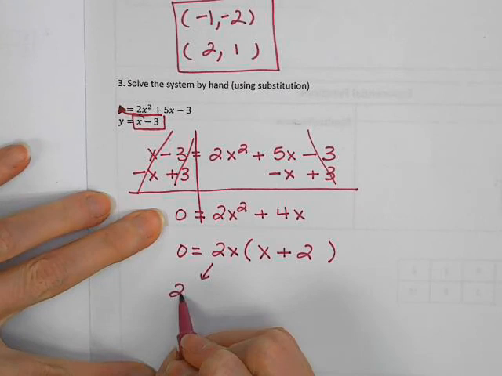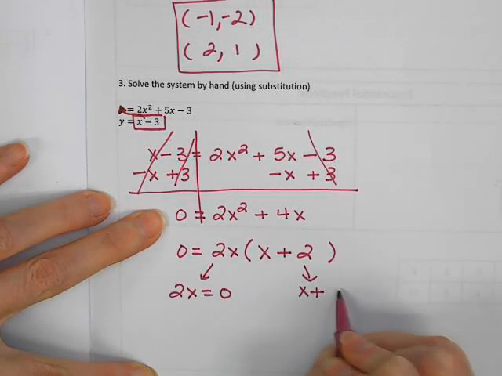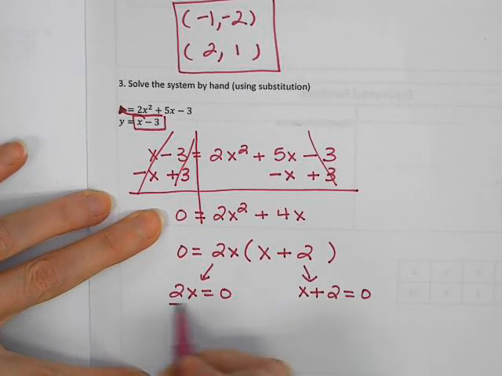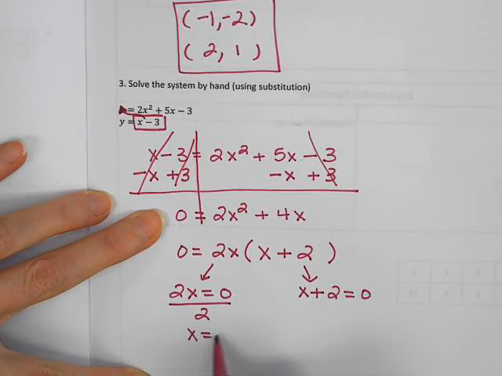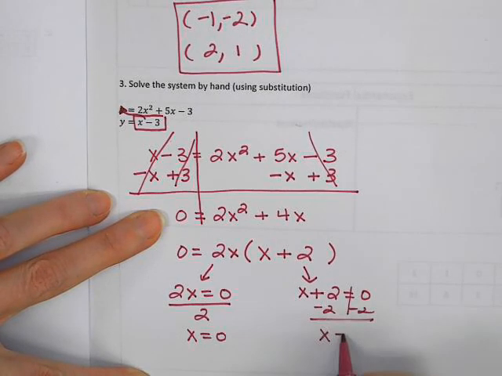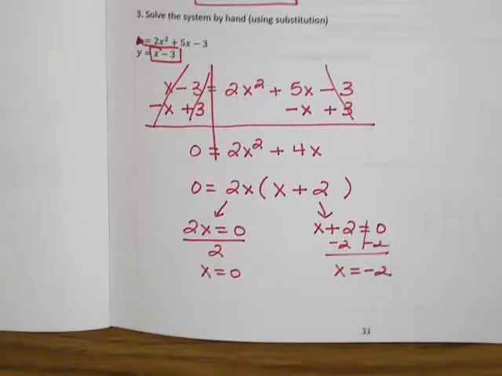So the first one is when does 2x equal 0? And the second one is when is x plus 2 equal to 0? And these are easy to solve. If you divide by 2, you get x equals 0. And if you subtract 2 over, you get x equals -2. And I wish we were done, but we're not.